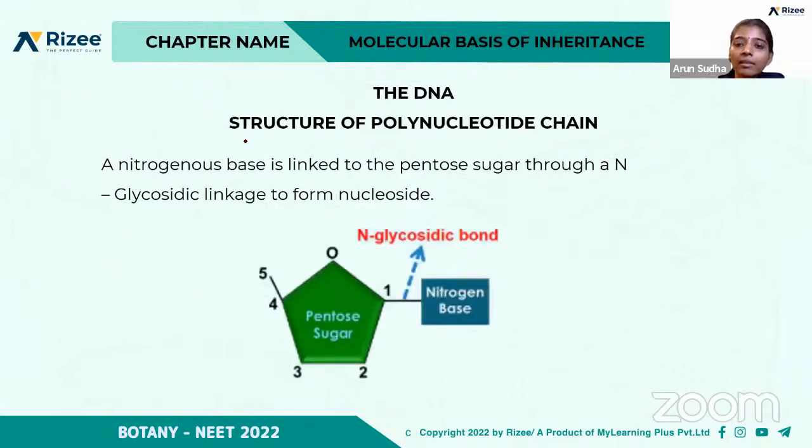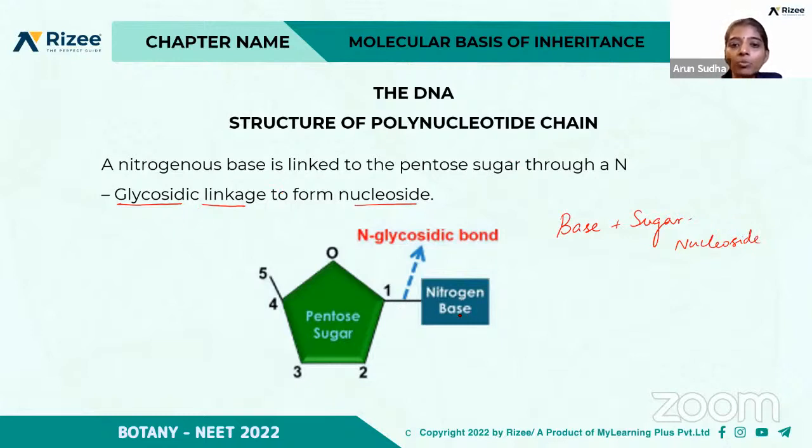Okay. Then if you take the structure, that is how they are linked. The nitrogenous base is linked to the pentose sugar through a bond that is called the glycosidic linkage, to form the structure that is a nucleoside. So base linked to the sugar. Now if it is linked to the phosphate, then it will become a nucleotide, right? So base plus sugar forms a nucleoside through the N-glycosidic linkage.